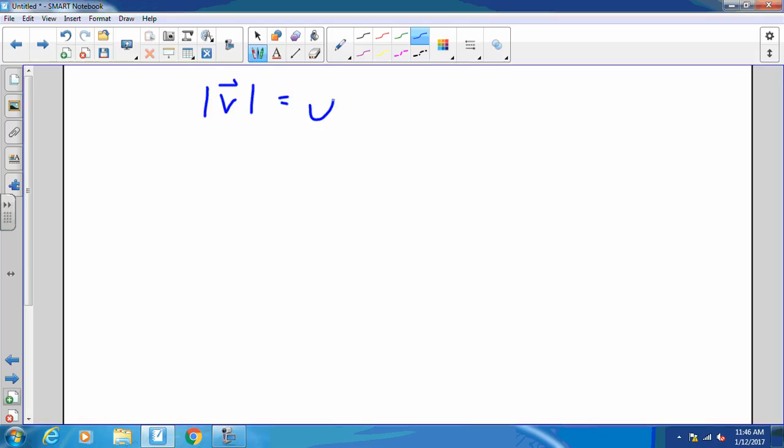And so if I have a velocity vector given to me in 2 directions, in 2 dimensions, then my speed is going to be the magnitude of that vector, just like I would compute any other magnitude. Any other questions on that?